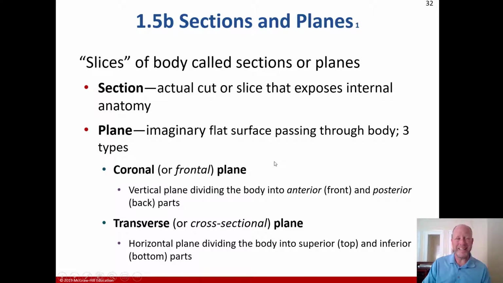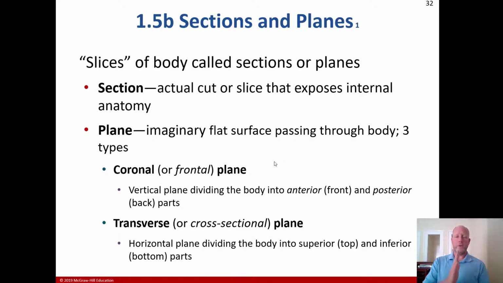And as far as slices of the body, which are called sections or planes, a section's actual cut or slice that exposes internal anatomy, making a cut, right? Plane is an imaginary flat surface to give us an idea of what perspective we're getting in that cut. And we'll talk about the different planes here. There are 3 basic planes, three dimensions, right, of space, three basic planes.